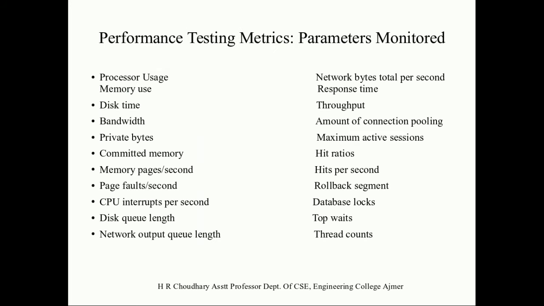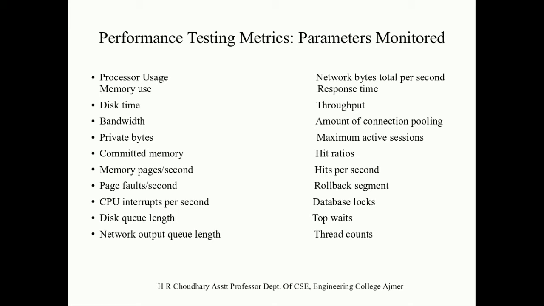Now we'll move forward. We look at the performance testing metrics, or we can say some parameters which are to be monitored during performance testing. So we can start. These are the parameters. First is processor usage. In this, it is the amount of time the processor spends executing non-idle threads. So this is the parameter, and this is the meaning of it.